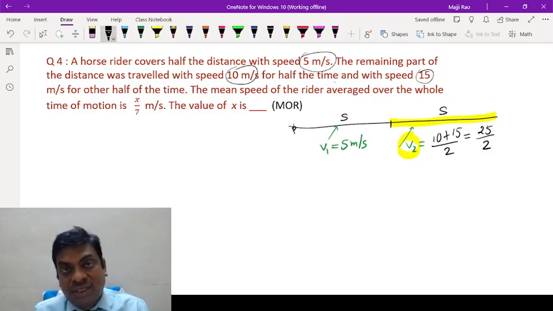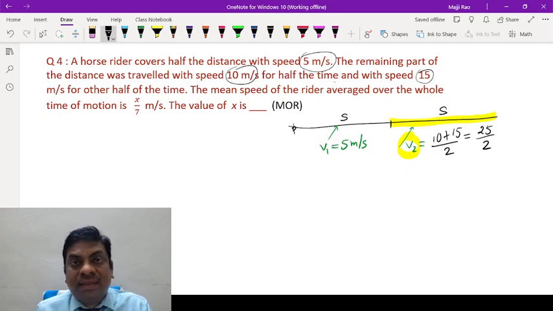Very important statement I am giving, students. Again, please listen and try to understand carefully. In any journey, the entire journey can be imagined as if the journey was made with constant speed equal to the average speed over the same time interval.